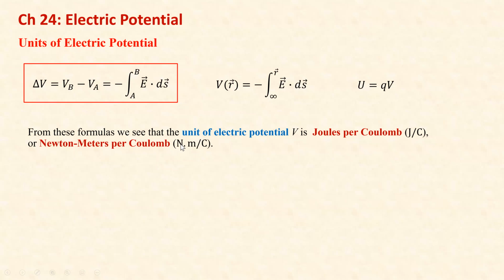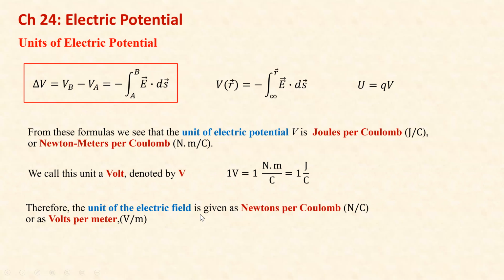Joule is Newton meter. Or you can say Newton meter per Coulomb, or you can say Newton per Coulomb, which is E, times meter. You see, this is Newton per Coulomb times meters. All right. We call this unit a volt. We don't call it joule per Coulomb or Newton meter per Coulomb. We call it volt, and it's denoted by V. For some reason, both the quantity and its unit are denoted by V. All right. 1 volt is 1 Newton meter per Coulomb or 1 joule per Coulomb.